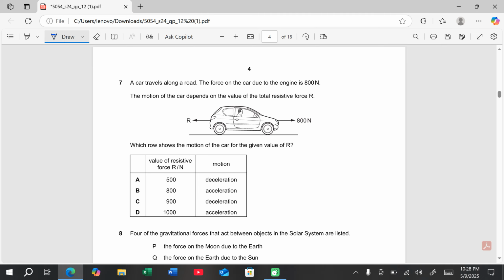A car travels along a horizontal road. The force on the car due to the engine is 800 Newton. The motion of the car depends on the value of the total resistive force, right? Which row shows the motion of the car for the given value of R? If R is 500, then this has to be acceleration. If R is 800, that does not have to be an acceleration, that has to be constant velocity. If it is 900, that has to be deceleration. If it is 1000, that has to be acceleration. That's wrong. So it's C.